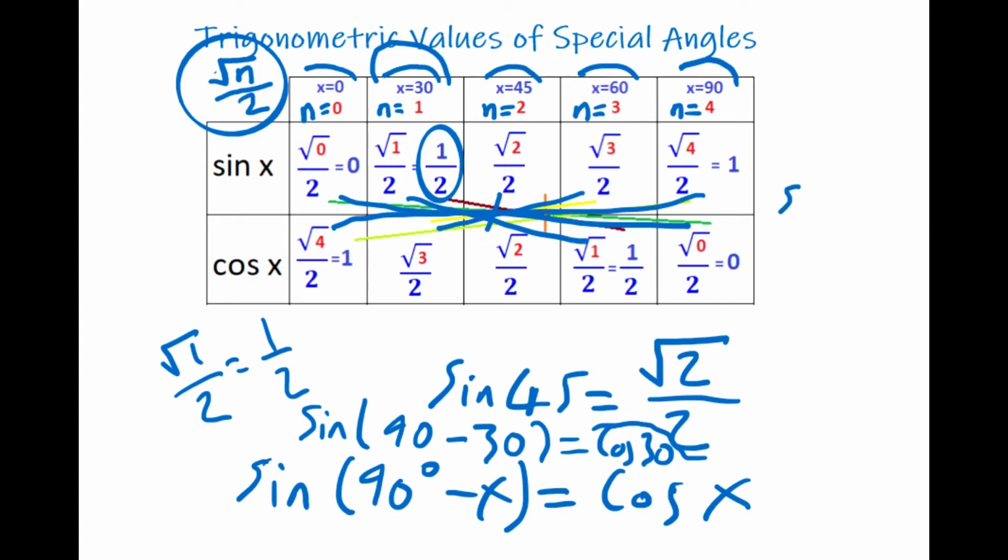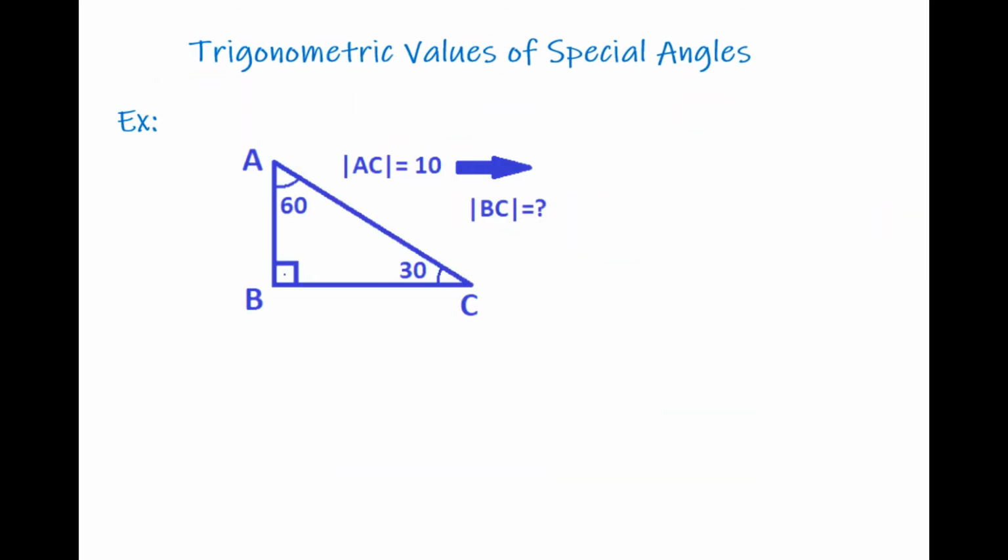Similarly, we can say that sine 45 is, of course, equal to cosine 45 degrees, guys. And in this case, you can easily find out the values of sine and cosine. All you need to do is just keep this formula in your mind. And there are also questions about finding missing sides of special right triangles, and this is one of them.